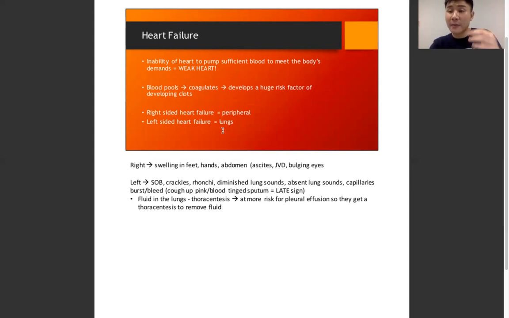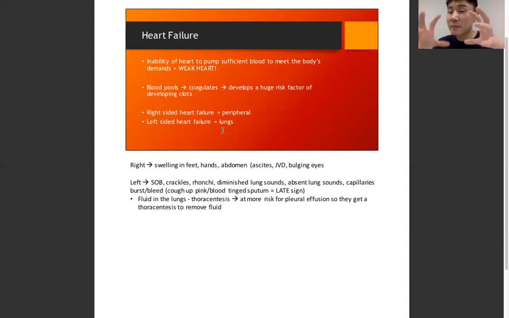This is because, like I mentioned earlier, heart failure is the heart is weak. It does not pump effectively. So right-sided heart failure, where does the right side of the heart pump blood to? The right side of the heart pumps blood to the lungs, correct? But if the right side of the heart is weak, the blood is not adequately pumped to the lungs and it causes pooling in the right ventricle of the heart. The pooling of this blood will then back up to the rest of the body. Therefore, it leads to swelling in the feet, swelling in the hand and abdomen.